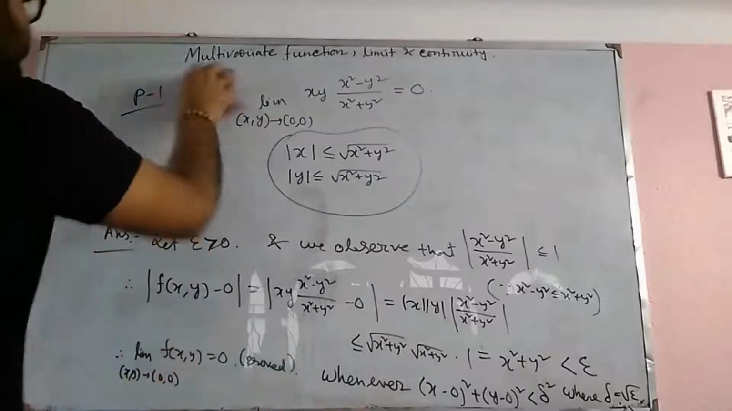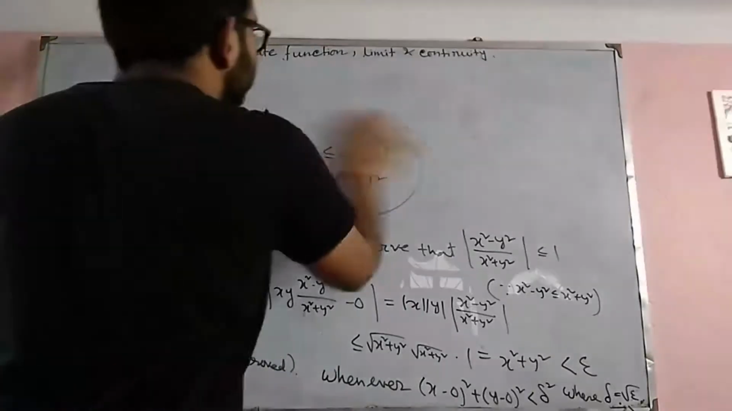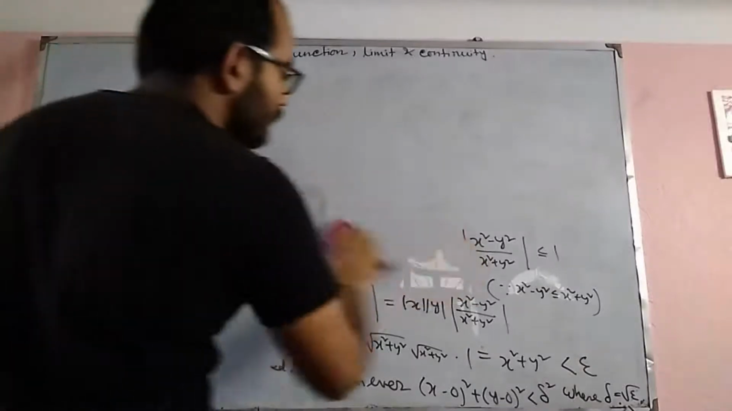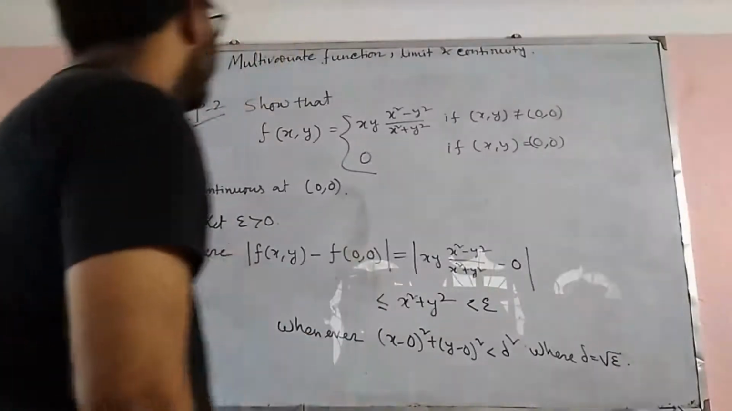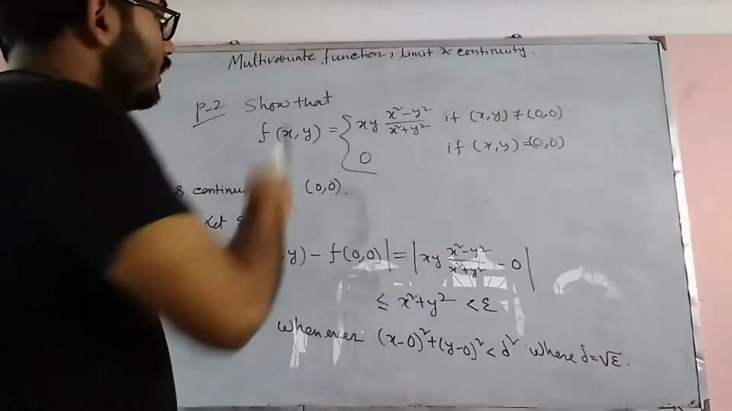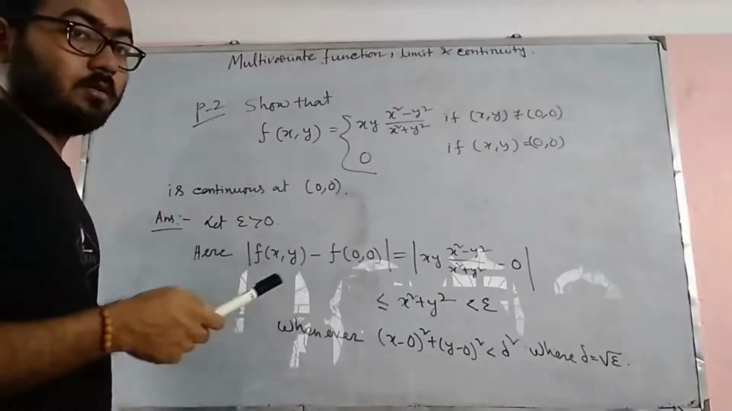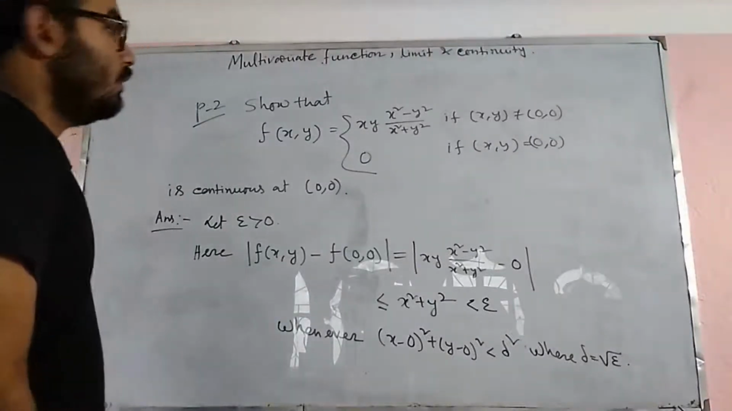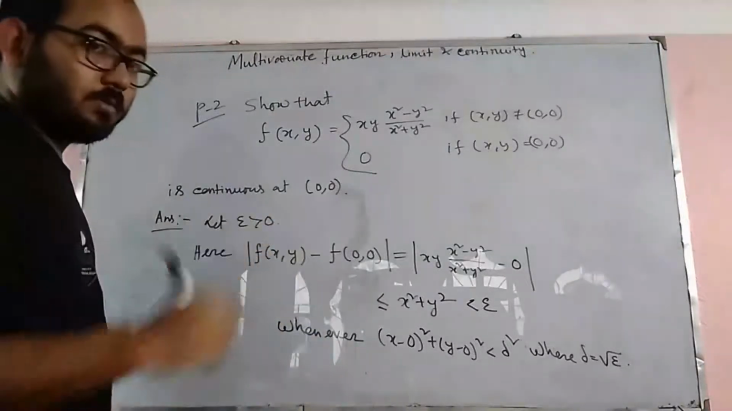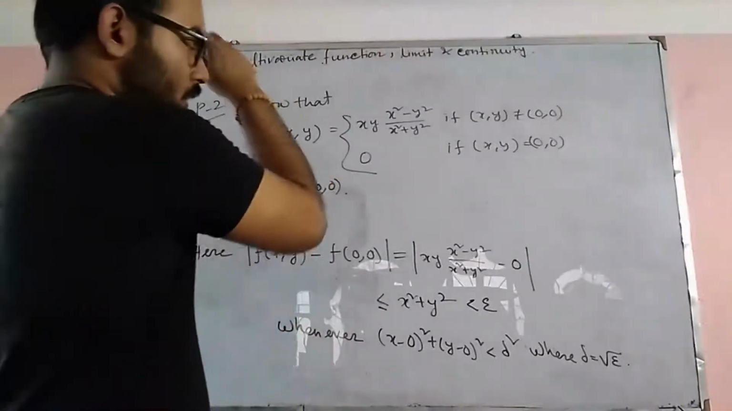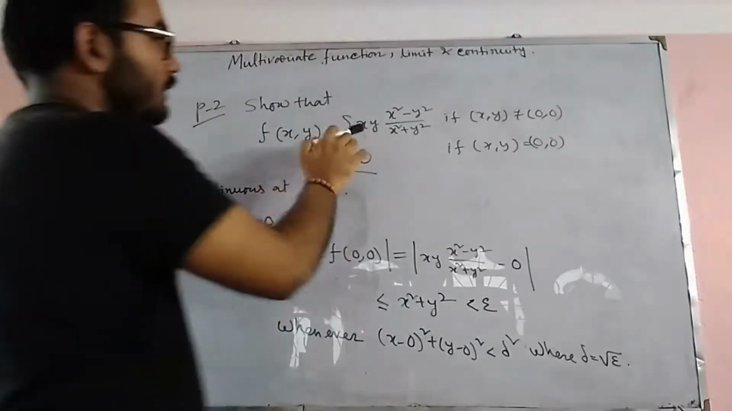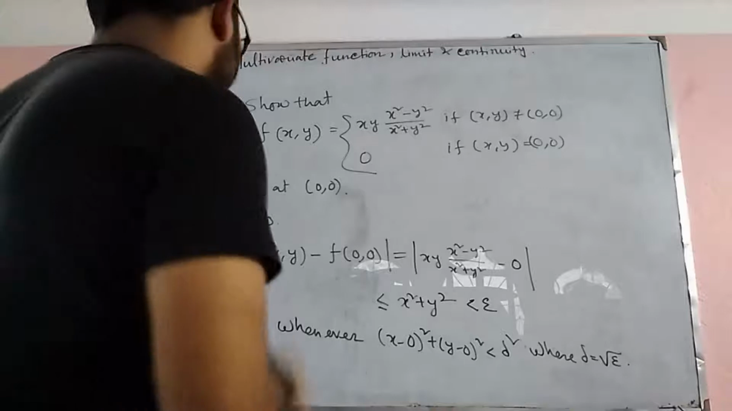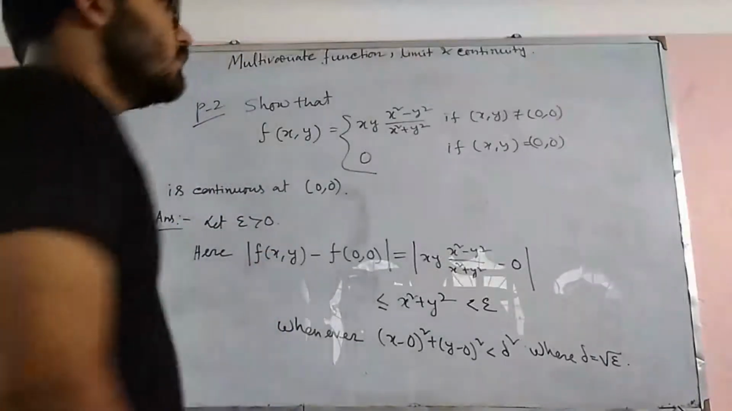So I will erase the board. Now, in our problem 2, I have taken the same function which was taken in problem 1, but here is some difference: we define the function this way for non-zero points and 0 for the point (0, 0), and we have to check the continuity at (0, 0).